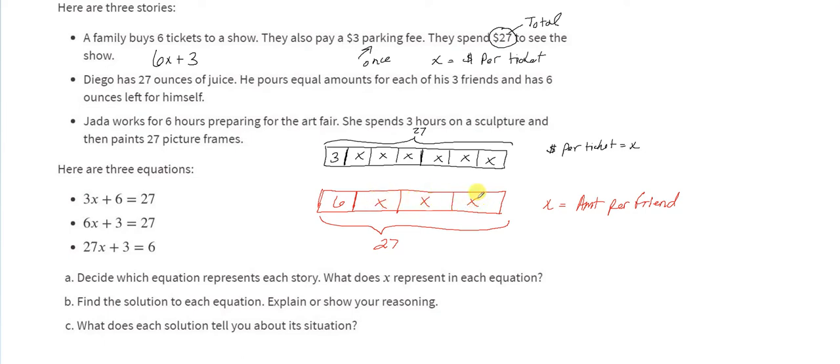And so I'm looking for 3 X's and a 6 equal 27. And that would be this one. So I think this one's 3X plus 6 equals 27, where X is the amount of juice. I guess I could put juice, the juice amount per friend. And I'm going to have to pause it here and finish up the 3rd story on the next video.